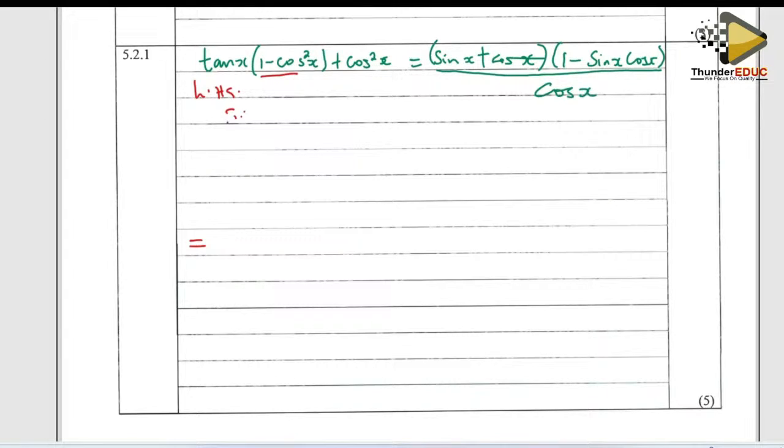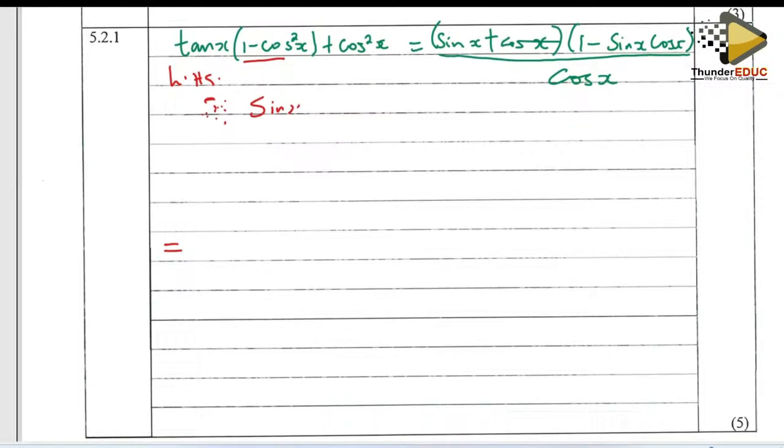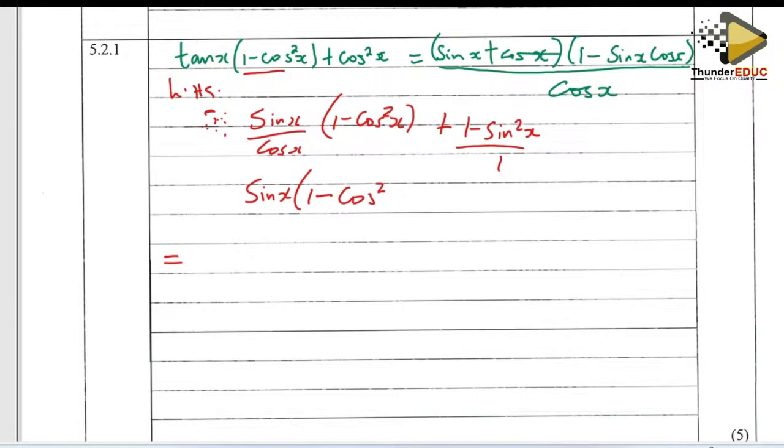So I'll say sine x over the cos of x. Let me keep the 1 minus cos squared x. And then let me change this to 1 minus sine squared x. I'll say over 1. I'll do my cross multiplication, sine x into 1 minus cos squared x plus the cos x into 1 minus sine squared x. Everything is over cos x.